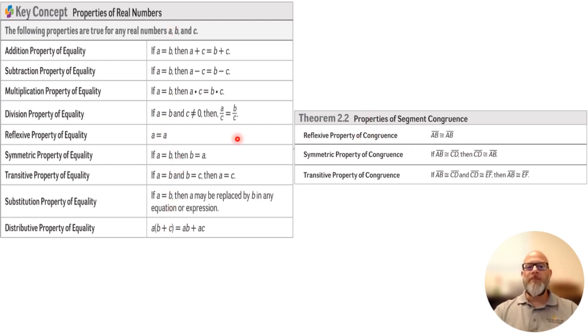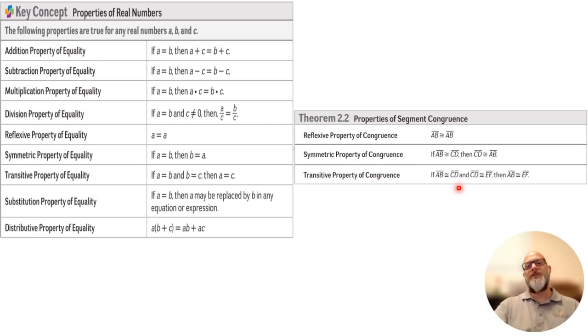There are the same properties for congruence. For example, we have the reflexive property of equality. We have the reflexive property of congruence. The reflexive property of equality was A equals A. Some number equals itself. Okay, fine. The reflexive property of congruence, some line segment AB is going to be congruent to itself. It's like the same as itself.